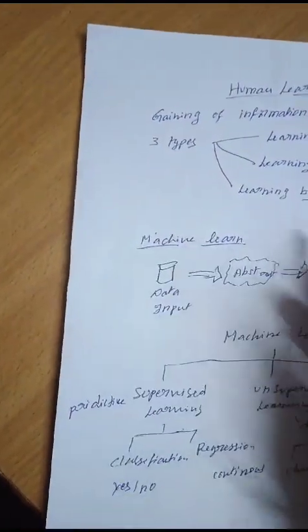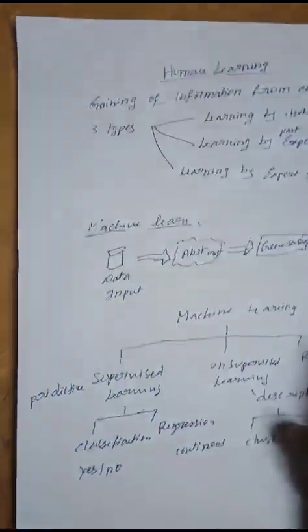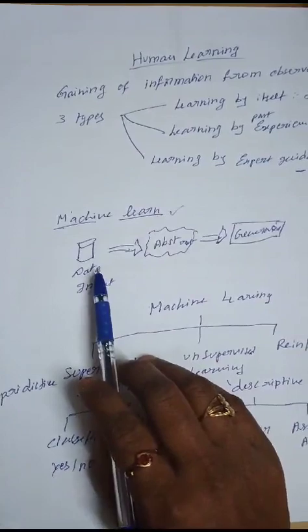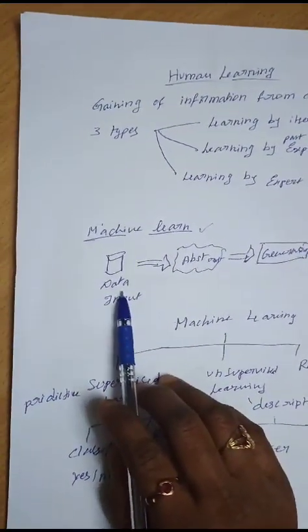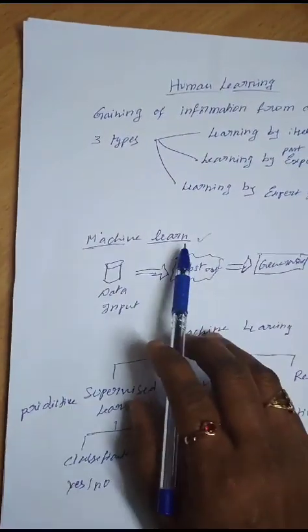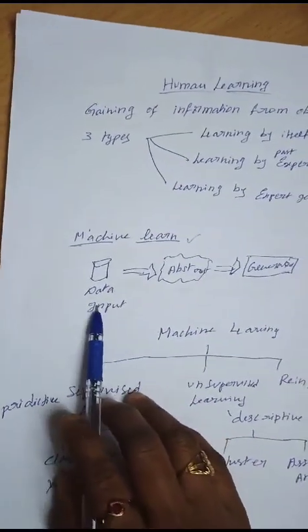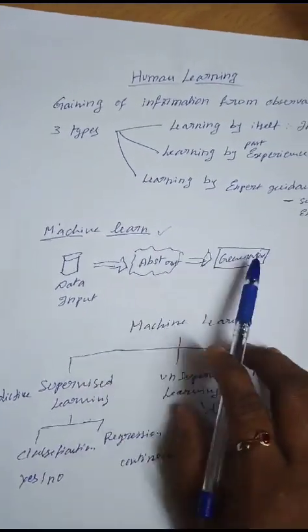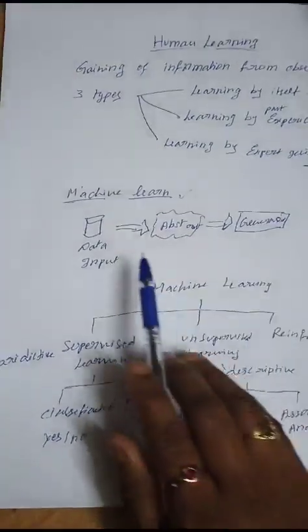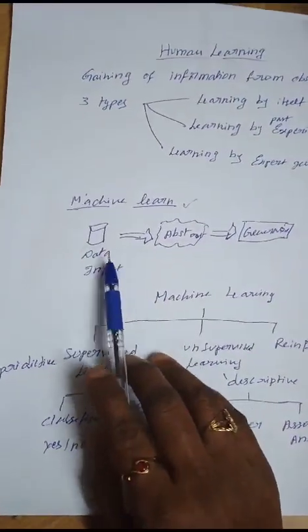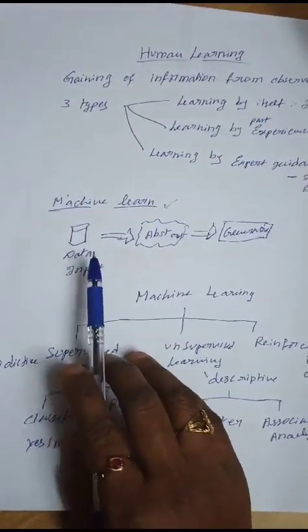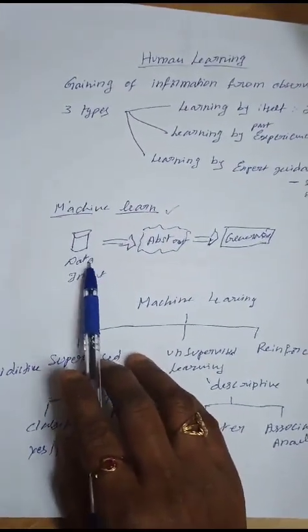Just like humans follow human learning, a machine can learn by itself, and there are different types of machine learning. A machine learns based on three categories: data input, abstraction, and generalization. Generally, a human gains information based on observation.